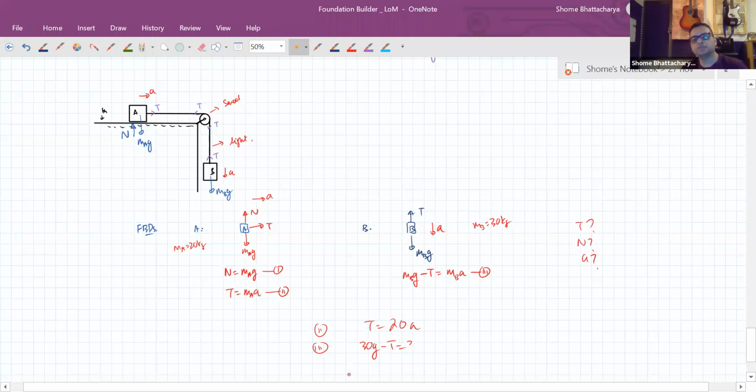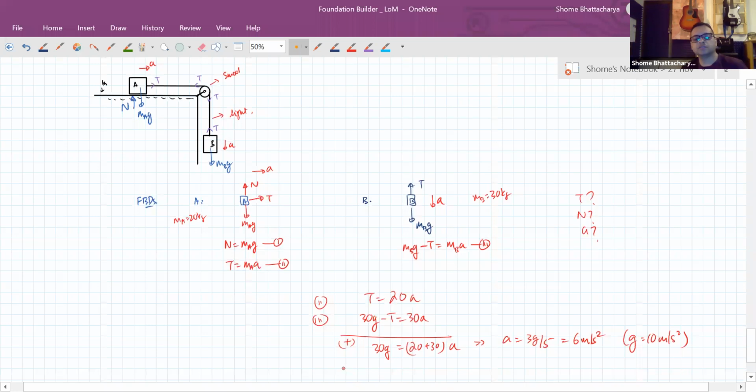Now add these two equations. So you'll get 30g is equal to (20 plus 30)A. So you can see A will become 3g by 5, which is nothing but 6 meters per second square, because we'll take g as 10 meters per second square. So they will have the common magnitude of acceleration.